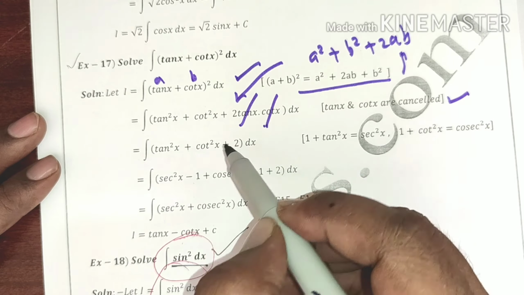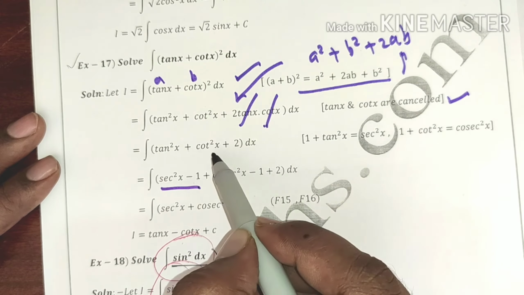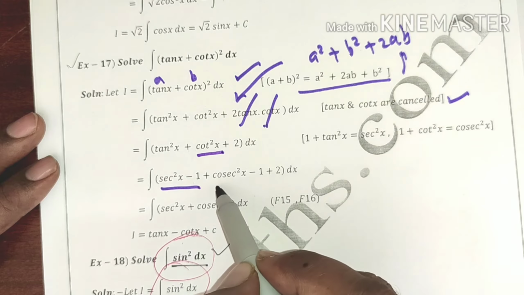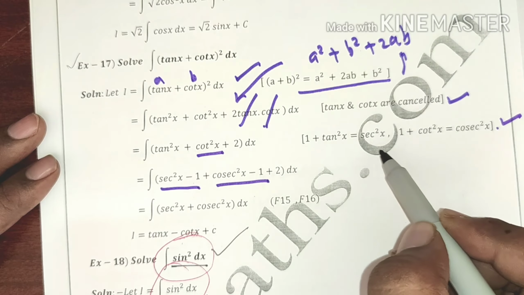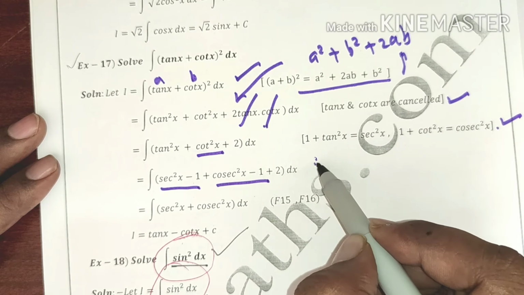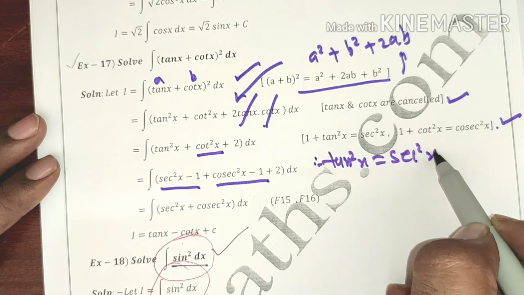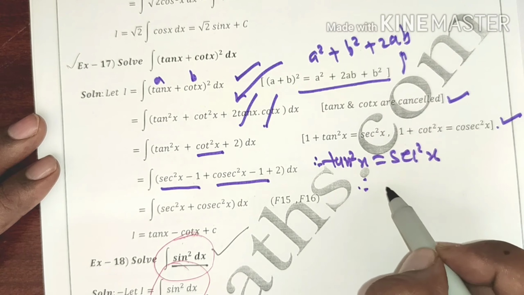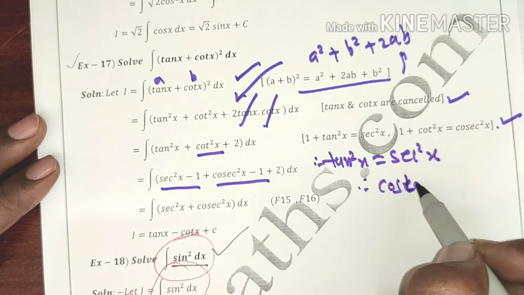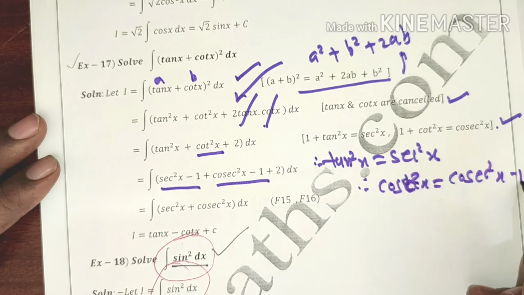So we got the formula of tan square x is sec square x minus 1, or the formula of cot square x is cosec square x minus 1. By this formula, 1 plus tan square x is sec square x. Therefore, tan square x is sec square x minus 1. By this formula, 1 plus cot square x is cosec square x. Therefore, cot square x will be equal to cosec square x minus 1.